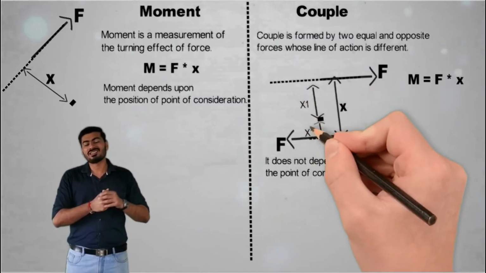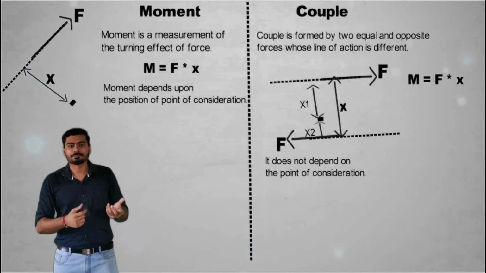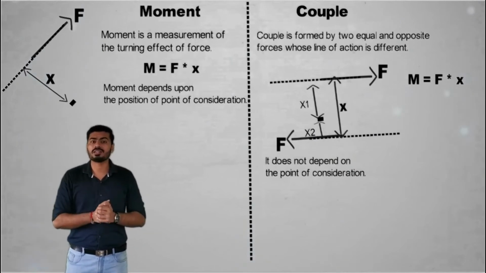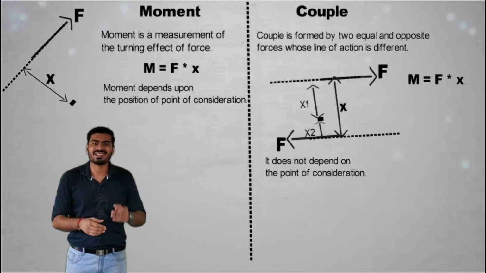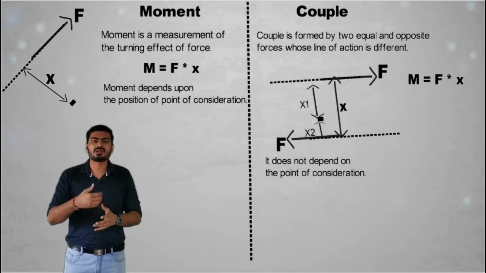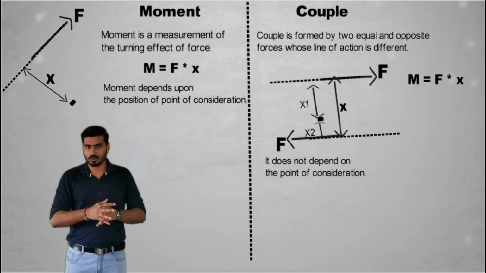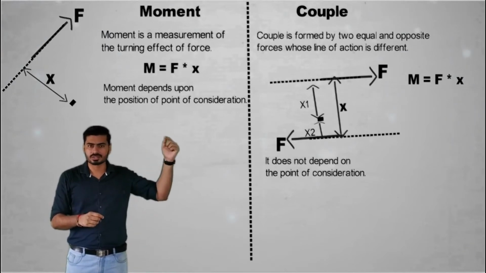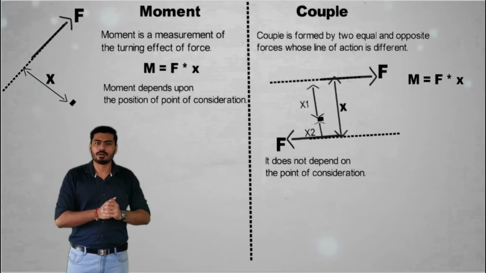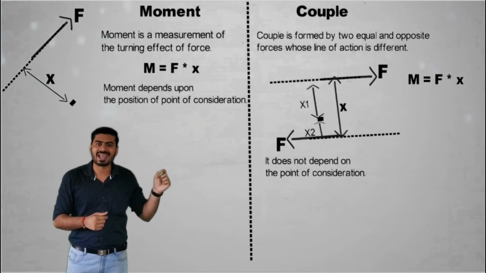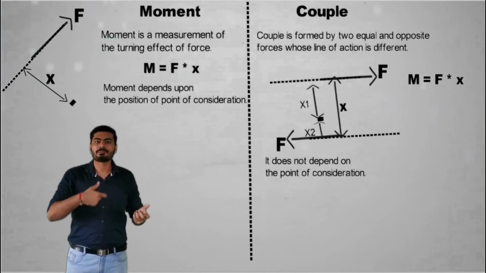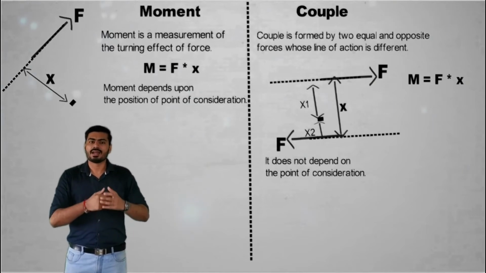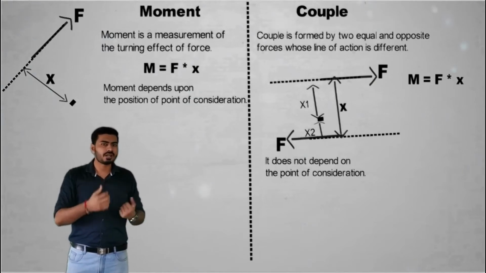So if you consider that particular point, then we can calculate the overall moment by the algebraic sum of the moments. This is nothing but the principle of moments. So take the moment of the first upward force by considering the point of consideration at x1 distance. If we apply the equation of the moment, that is nothing but force into perpendicular distance.